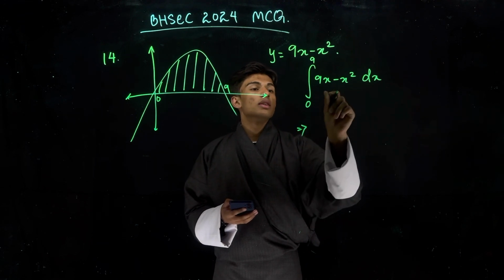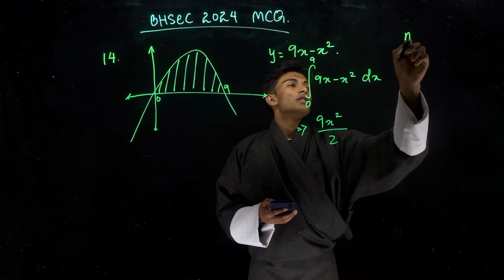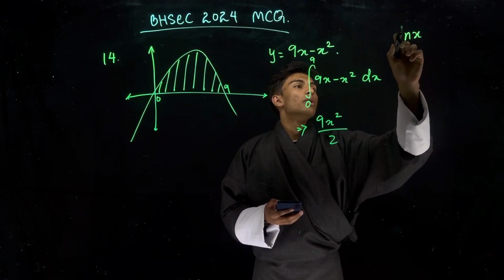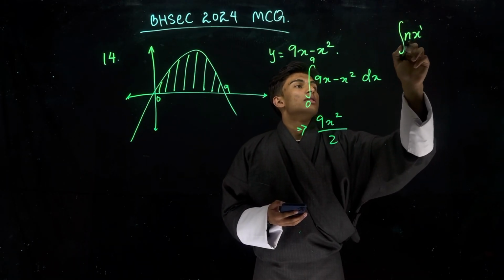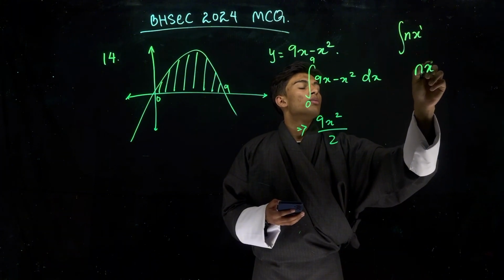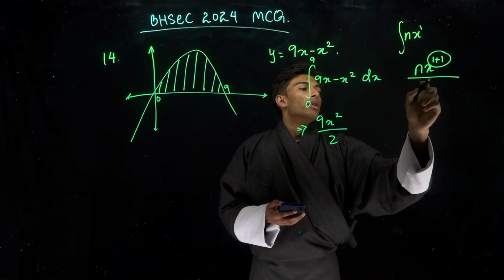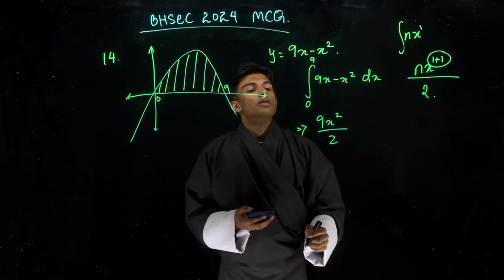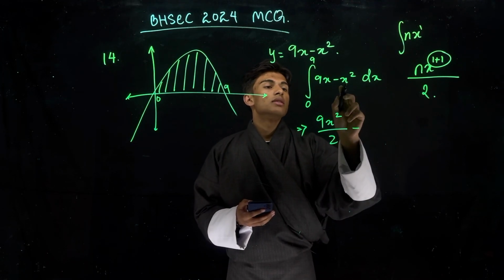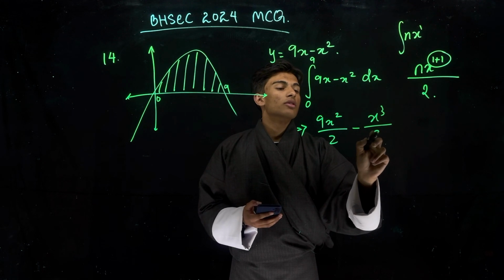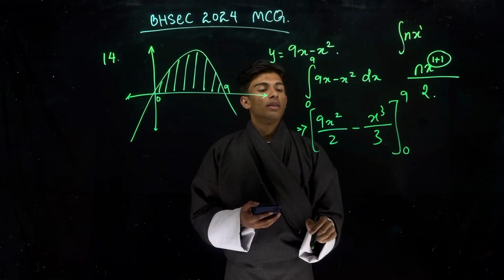Solving for this, we get 9x squared divided by 2. How? When we integrate a function, we firstly raise the power of the x function by 1. In this case we have x to the power 1, so x to the power 1 plus 1 divided by the new power, which is 2. So now we have 9x squared divided by 2 minus x cubed divided by 3 from a lower limit of 0 to an upper limit of 9.